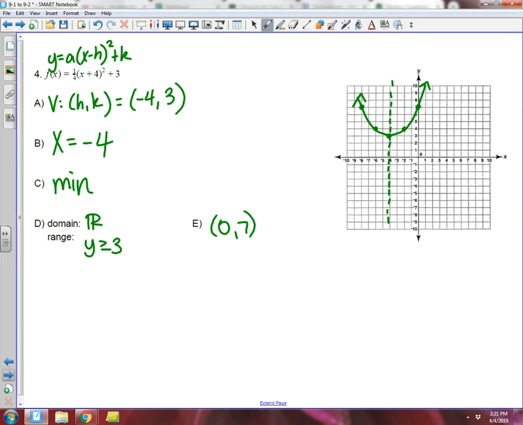Okay, so this is going to look very similar to the worksheet that you had yesterday. Okay, except for now, they are in vertex form instead of standard form.